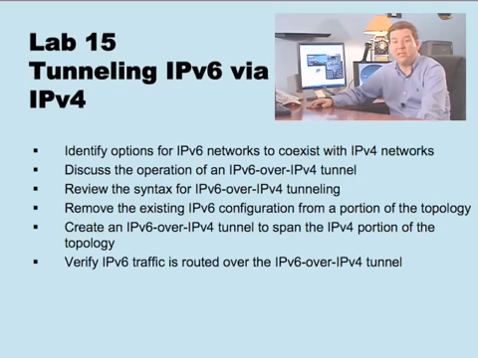We'll see the syntax to set up that type of tunnel, and we're going to go in and remove IPv6 configuration from a portion of the topology that we've already constructed. Then over that IPv4-only portion of the topology, we're going to construct this tunnel and verify that we can indeed route IPv6 over that IPv4 portion of the network using that tunnel.